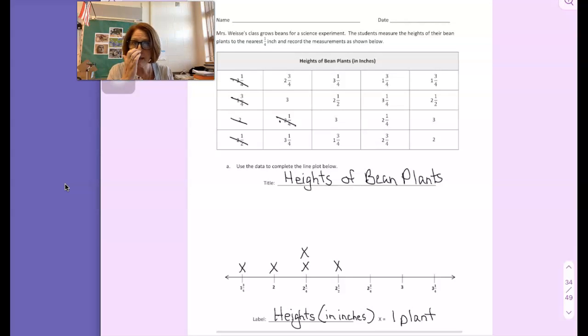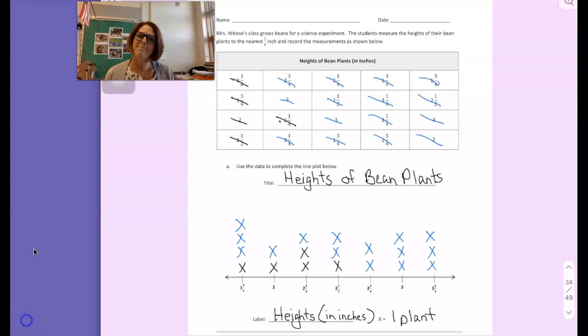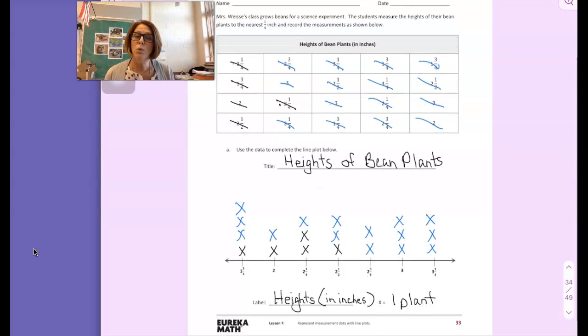Boys and girls, what I want you to do now is go ahead and finish the table just as I started it with you and make all your X's at the bottom. When you're finished, come on back and check your work. Welcome back. You should see in blue all of the X's that you should have made.